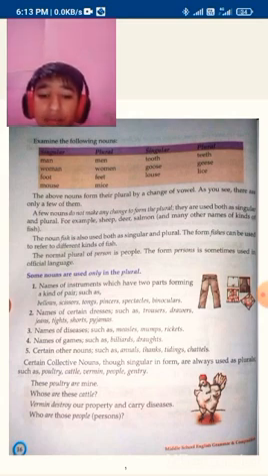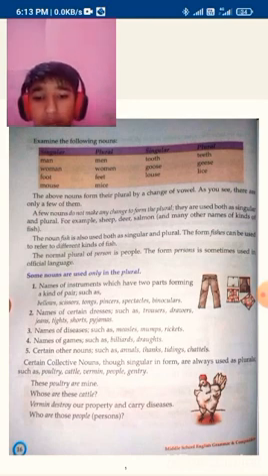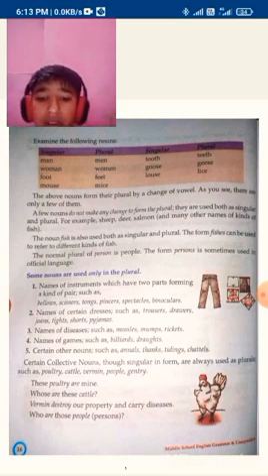Certain collective nouns, though singular in form, are always used as plural, such as poultry, cattle, vermin, people, gentry. These poultry are mine. Whose are these cattle? Vermin destroy our property and carry disease. Who are the people?